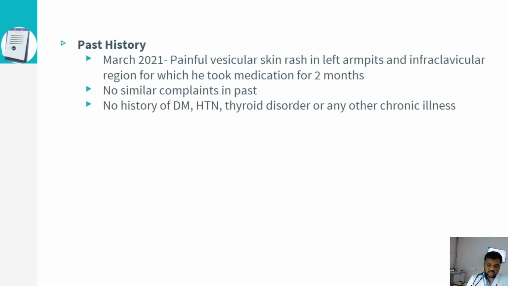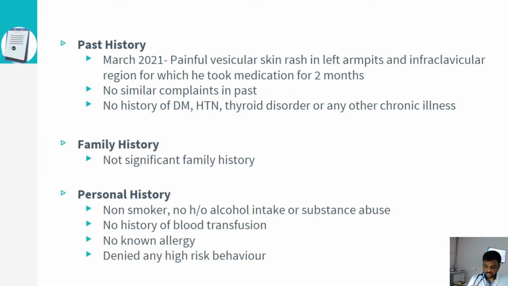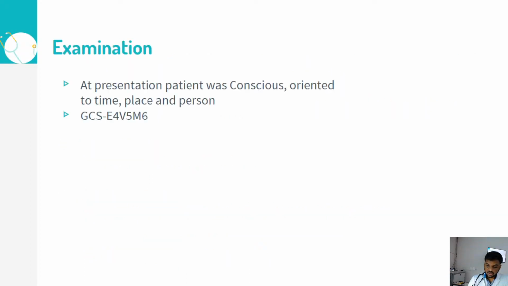So, in past history, in March 2021, he had painful vesicular rash in left armpit and infraclavicular region, for which he took medication for 2 months. No similar complaint in the past, and also no history of any diabetes, hypertension, or any other chronic illness. No such positive findings in the family history. In personal history, he is a non-smoker, non-alcoholic, no substance abuse, no history of blood transfusion, and no allergy. He denied initially any high risk behavior.